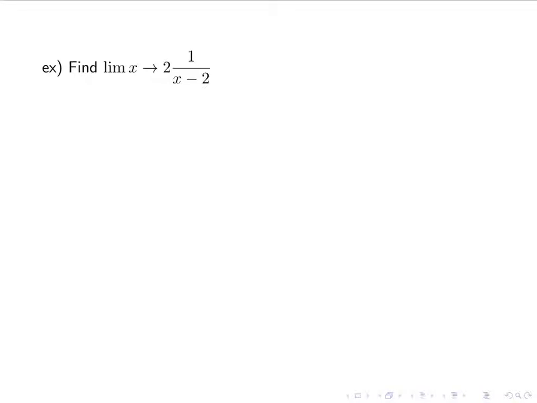So this one doesn't look quite the way that it's supposed to. This x minus 2 should be down here. So the limit as x goes to 2 of 1 over x minus 2. We cannot rewrite this fraction to be equal to another one since the numerator is a 1. I can't factor that at all. So the best thing we can do is make a table and see what happens.